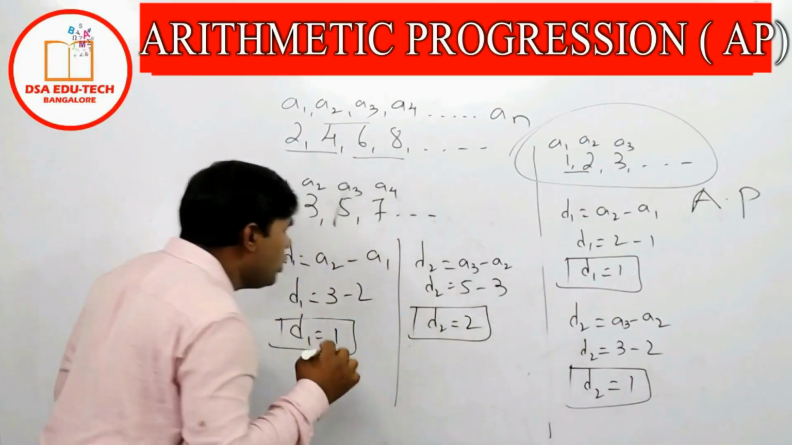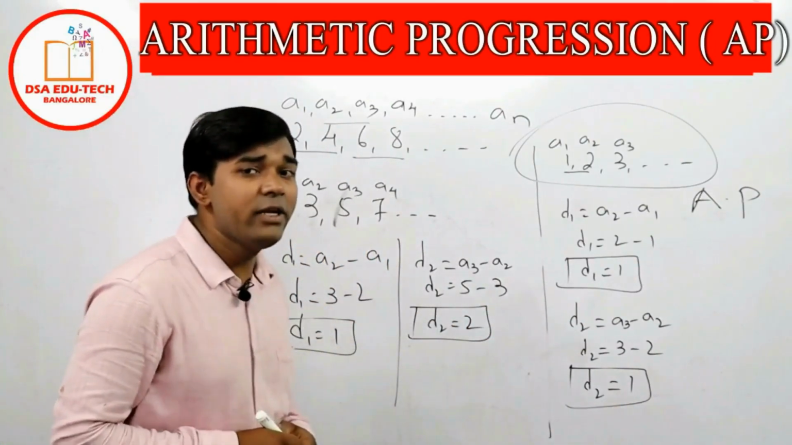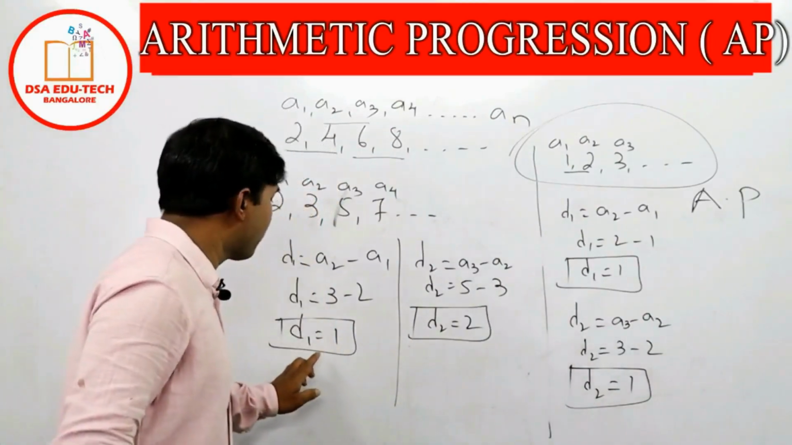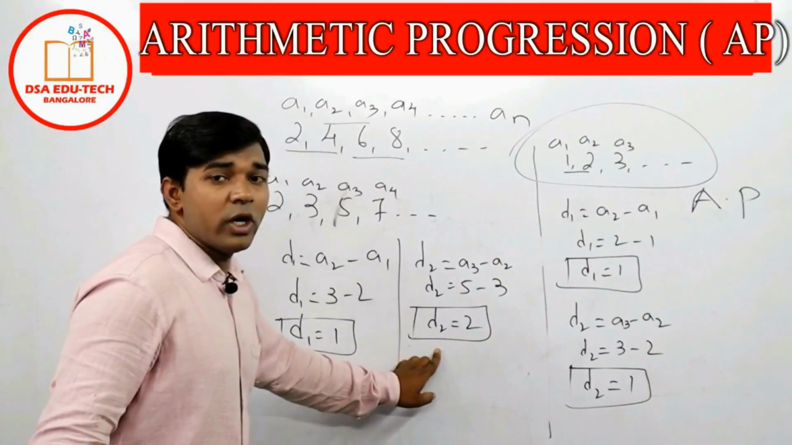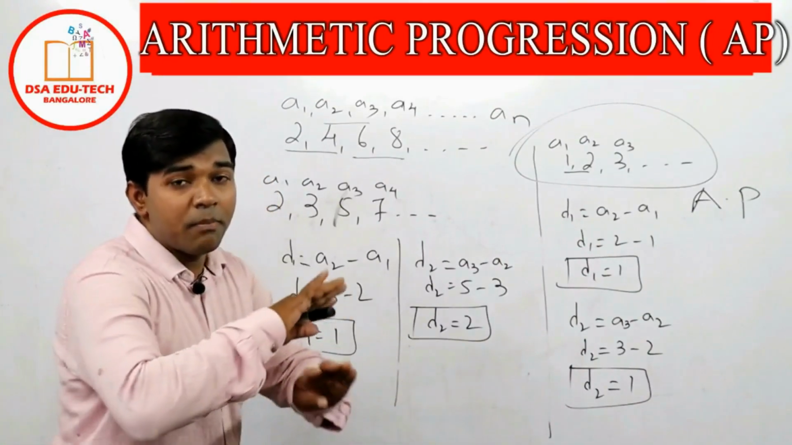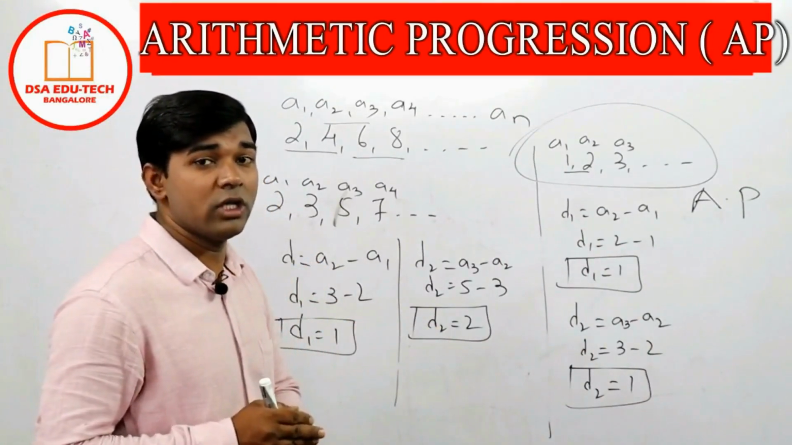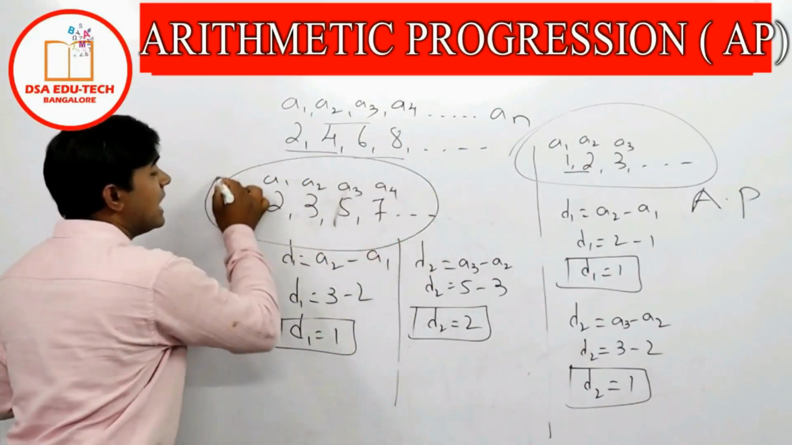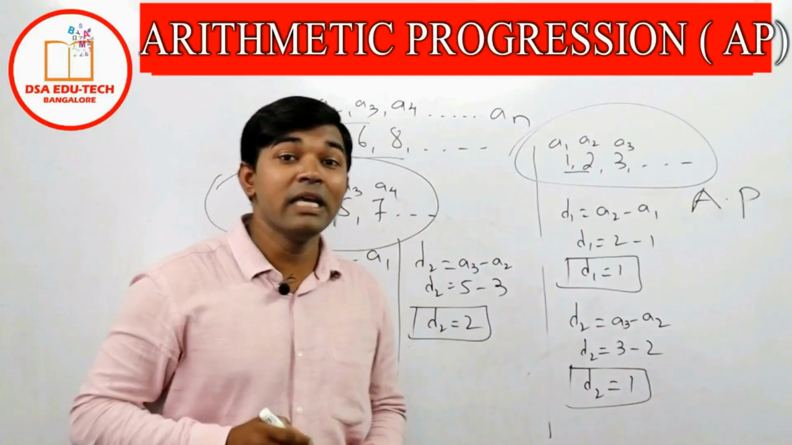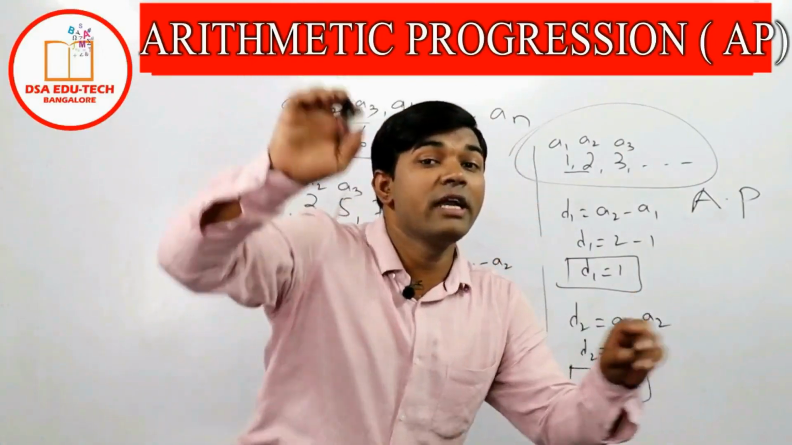So here, did you observe one thing? We have got D1 value as 1 and D2 value as 2. Both the numbers are not equal. So hence this given list of numbers is what? It is not an AP.